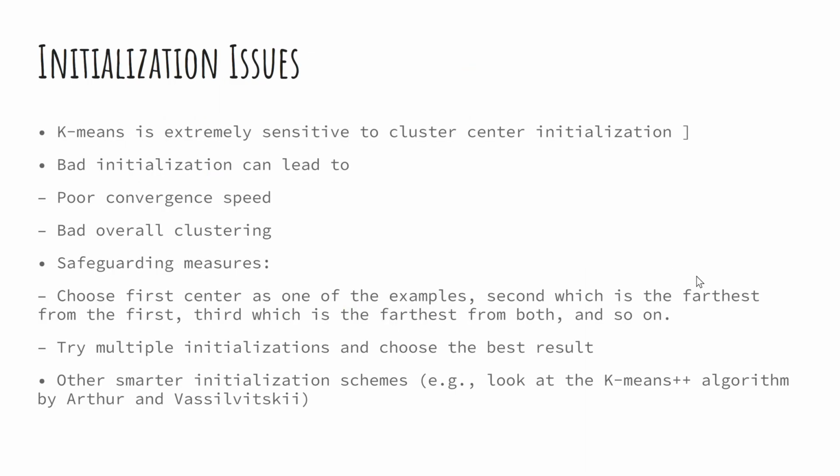Initialization issues. K-means is extremely sensitive to cluster initialization. Bad initialization can lead to a poor convergence rate and bad overall clustering. Safeguarding measures: choose the first center as one of the examples, the second which is the farthest from the first, the third which is the farthest from both, and so on. Try multiple initializations and choose the best result.